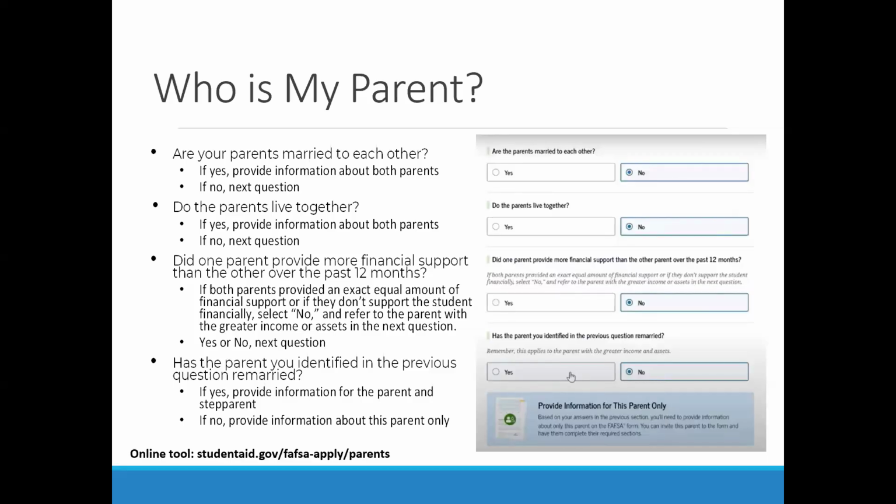And then if your parents are no longer married, is the parent you're including, did they get remarried? So that way you know who to include on the FAFSA. Again, all of these things are on the studentaid.gov website as tools. So we always encourage families to use these tools before starting the FAFSA.